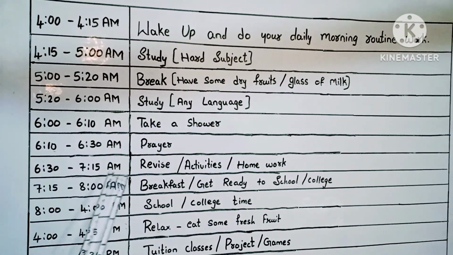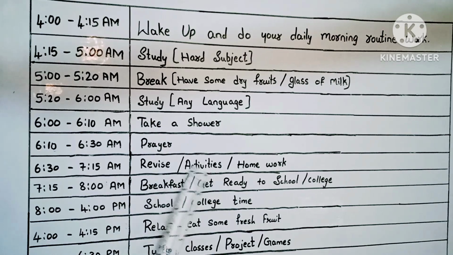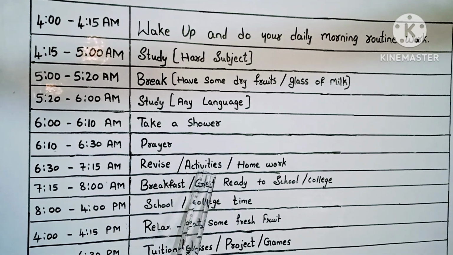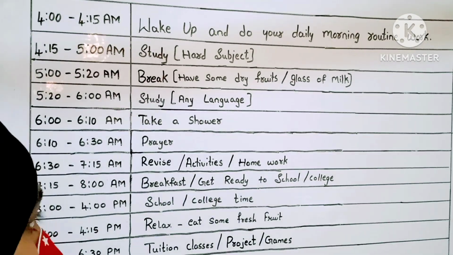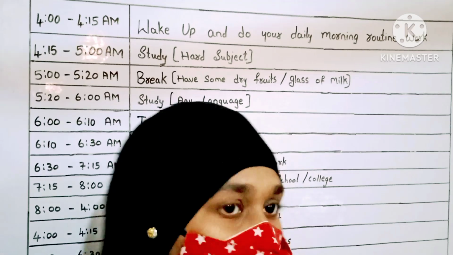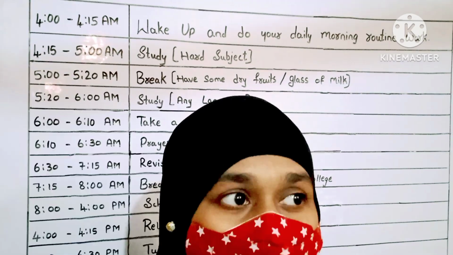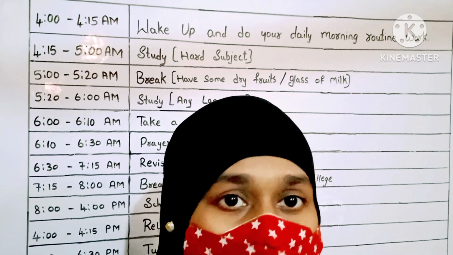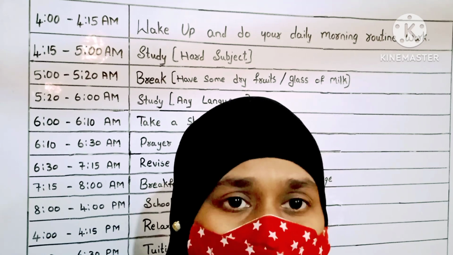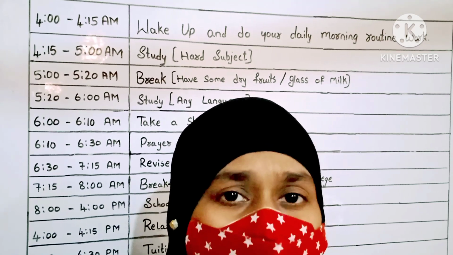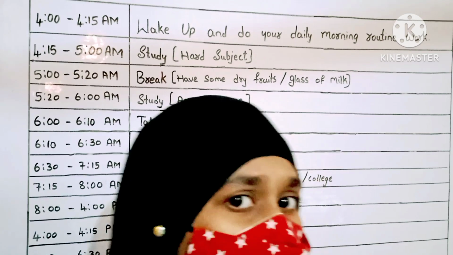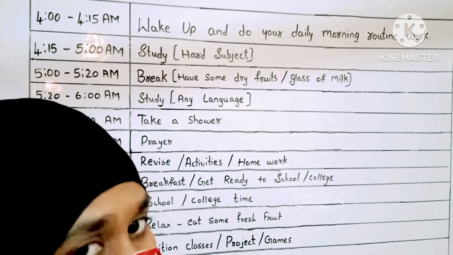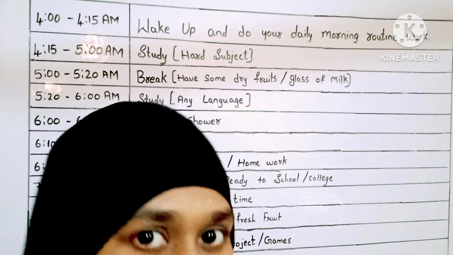6:30 to 7:15 a.m.: revise what you have studied earlier. Please revise or do some activities which activate your mind, or homework. What is your pending work? Schools and colleges give daily homework, isn't it? So complete your homework or revise or do the activity. Okay.